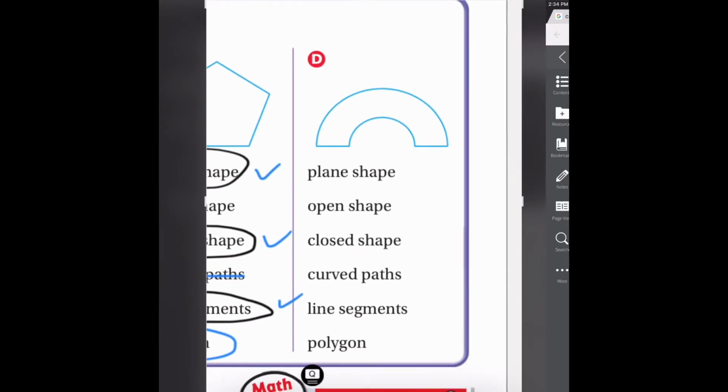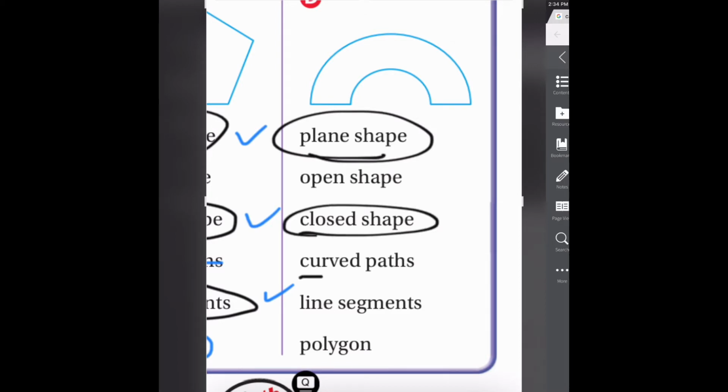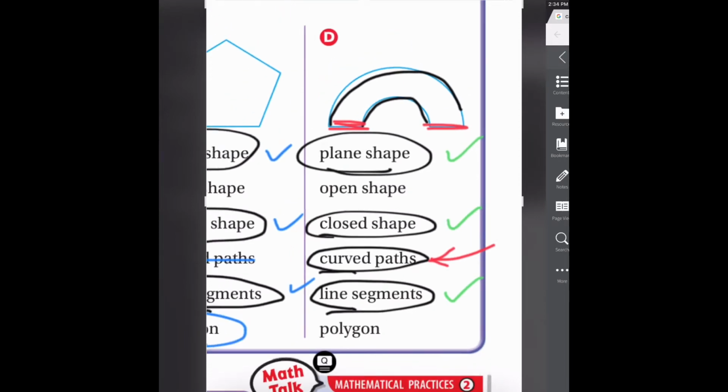Let's look at D. Is D a plane shape? Yes, it is. Plane shape. Is it open? No, it's a closed shape. No openings. Does it have curved paths? It sure does. Curved paths right here and curved path right here. Does it have any line segments? There's a line segment here and a line segment there. So yes, it has line segments. So is it a polygon? Well, it's a plane shape and it's closed and it has line segments. However, it's not a polygon because of the curved path. Remember, if it has a curved path, it cannot be a polygon.